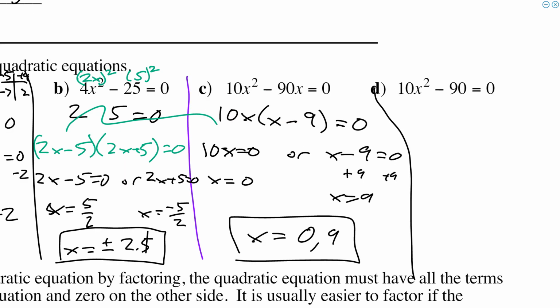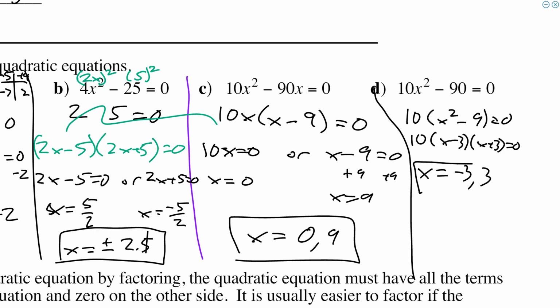Oh, now we have a really similar one. What's different with these two? There's no x. Okay, so I'm still going to factor out a common factor. So 10, and I'm left with x squared minus 9. Okay, now how do I factor x squared minus 9? Oh, yeah. I can do that difference of squares, so I'm left with 10 times x minus 3 times x plus 3. So x is equal to either negative 3 or positive 3. Right, this is 0 or this is 0. So 3 makes that one 0. Negative 3 makes this one 0.